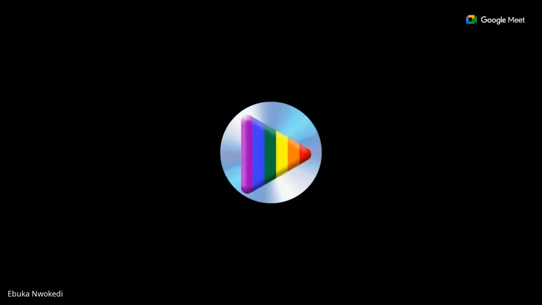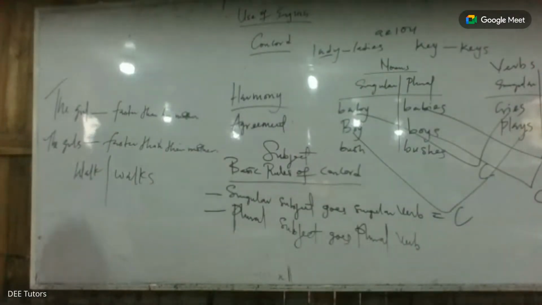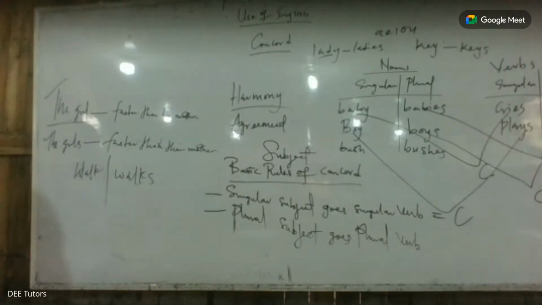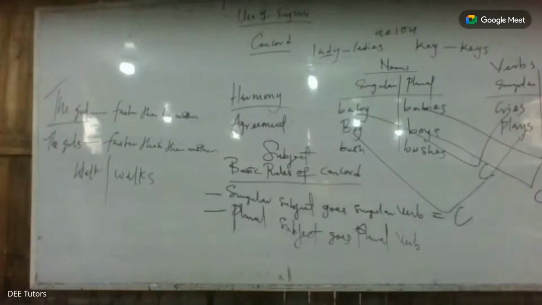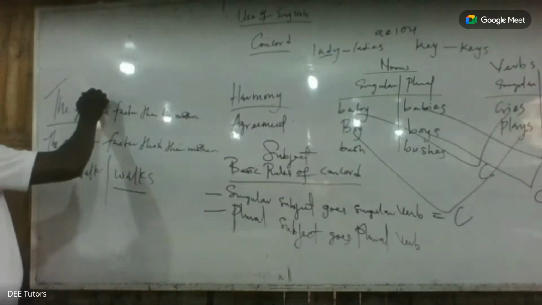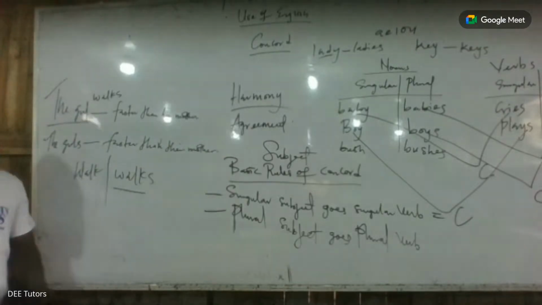Yes, sir. Now, in the case of the first sentence, the girl, is it singular or plural? It's only one girl. Do you get me? Yes, sir. And it is meant to go with the singular words. Between walk and walks, which one is singular? Walks. We are going to have: walks faster than a mother.